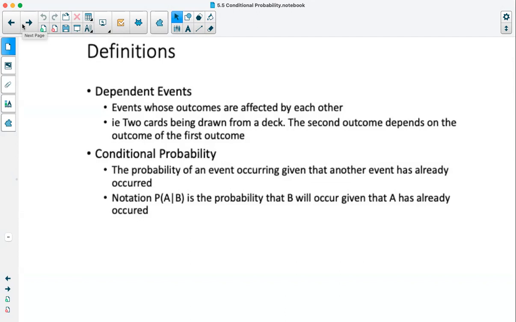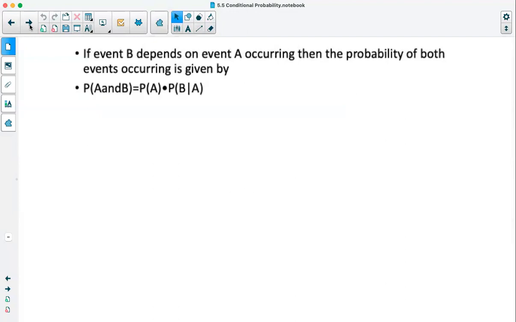Now, our notation for this is P(A|B). It's the probability that B will occur given that A has already occurred. If event B depends on event A occurring, then the probability of both events occurring is given by: probability of A and B is equal to probability of A times the probability of B occurring given that A has already occurred.